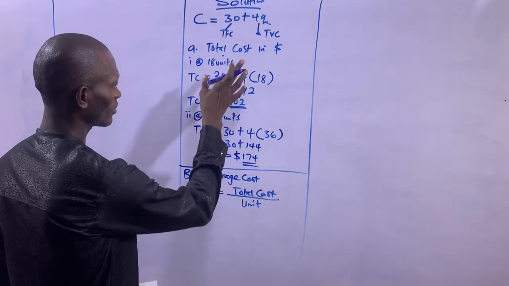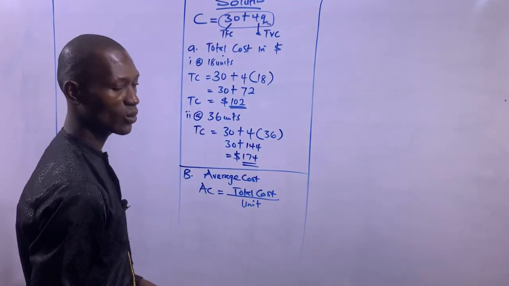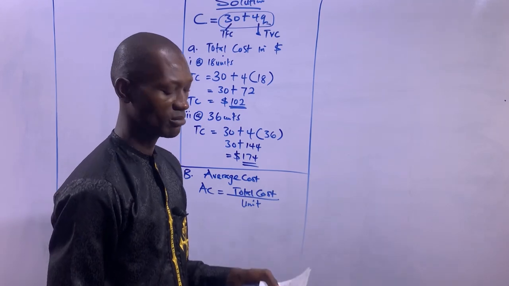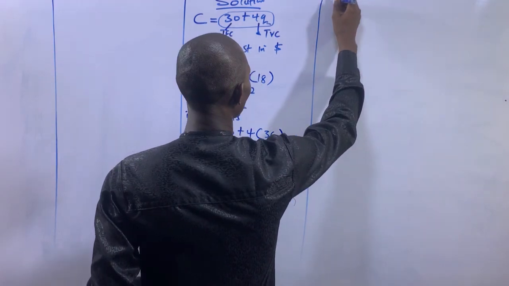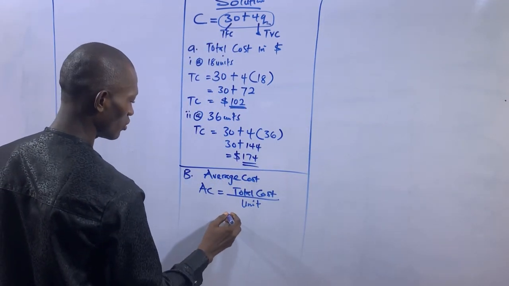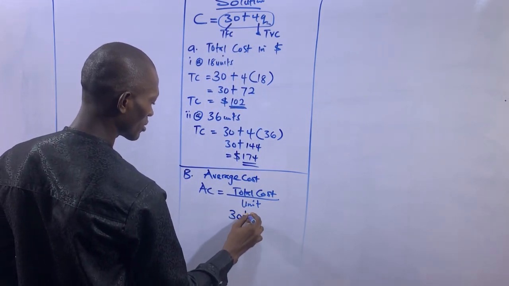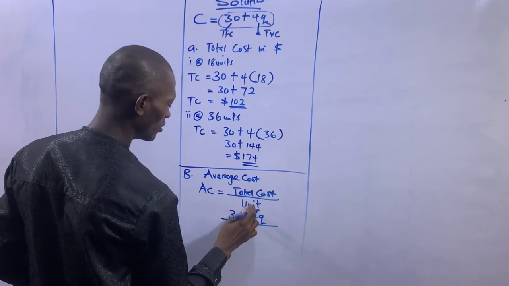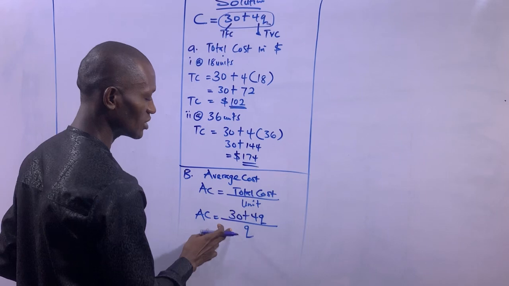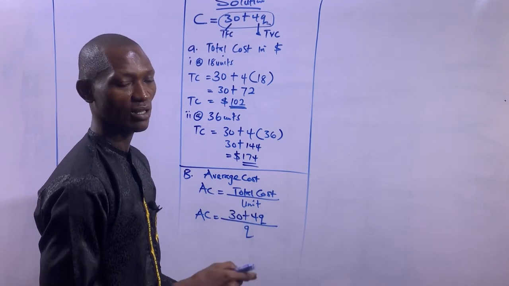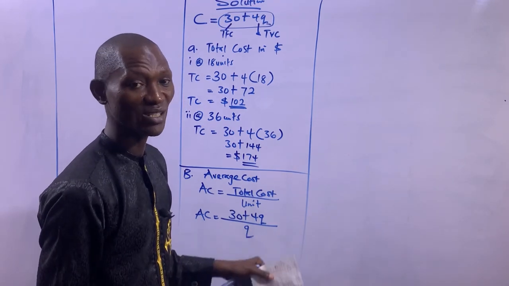Now in this question, we have been given total cost as 30 plus 4Q. Then your unit is always represented by Q because you have been told in the question that Q represents the units produced. So we have total cost, 30 plus 4Q, divided by units, Q. That's what we have. So this is the average cost function we are going to be using for any average cost we want to determine regarding any units produced.